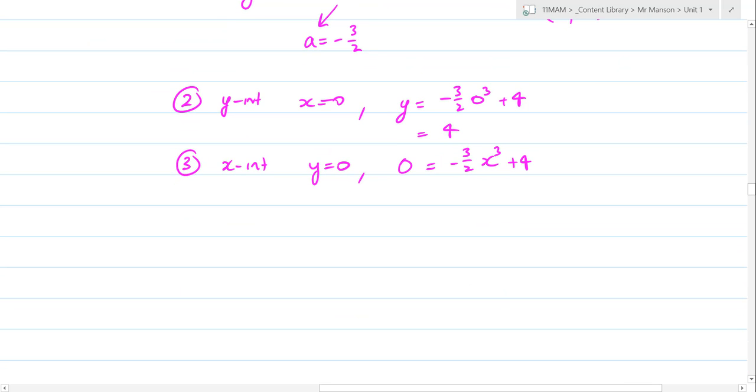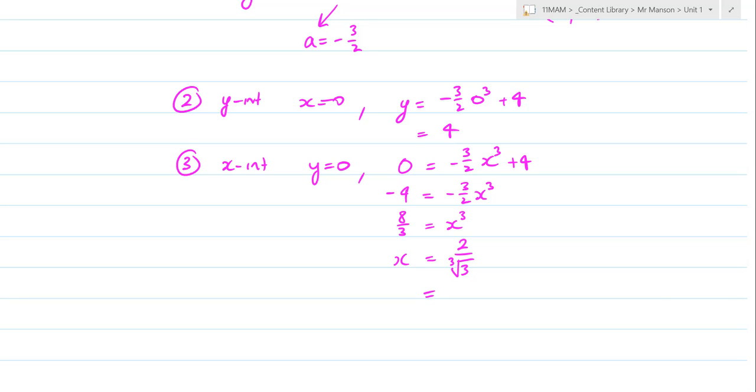I get negative 4 equals negative 3 over 2 x cubed. And therefore, 8 over 3, I've just done that quickly, but you can do that in your calculator, equals x cubed, and x is equal to the cube root of 8, which is 2, over the cube root of 3. That's not nice. And again, I just determine this, 2 divided by 3 to the power of 1/3 is equal to 1.387.